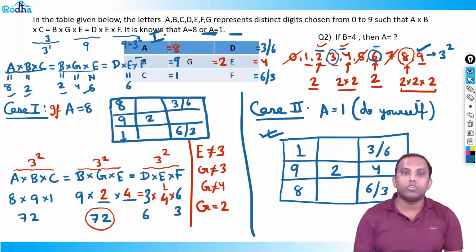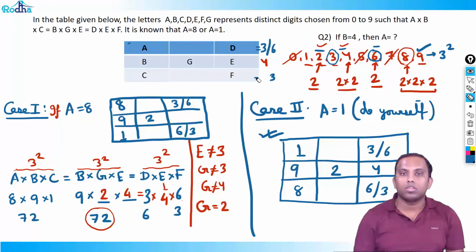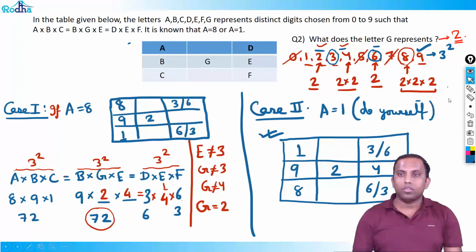Third question now. See the third question. Third question is, if B is equal to 4, then A is equal to what? So in this question, it is giving that if B is equal to 4, then A is equal to what? Okay. So let's move to question 3 now.